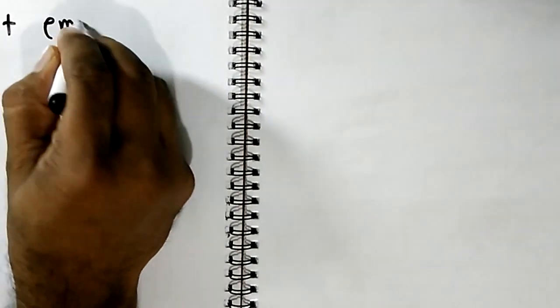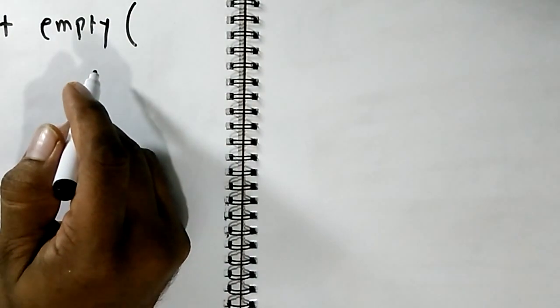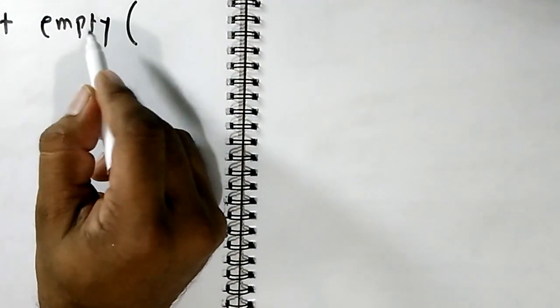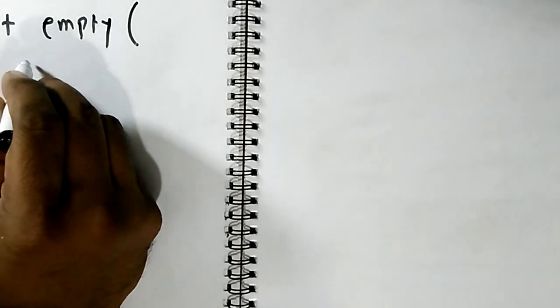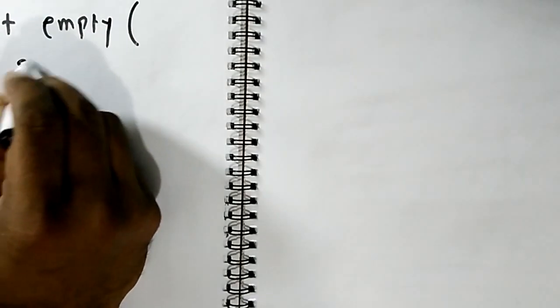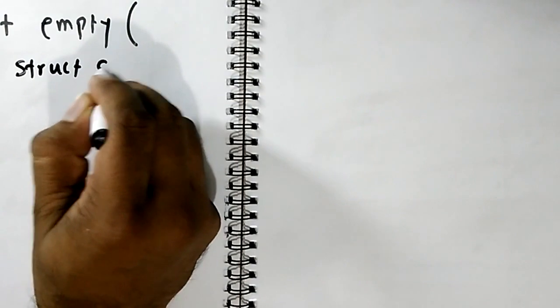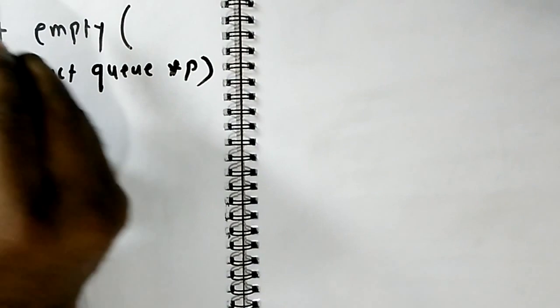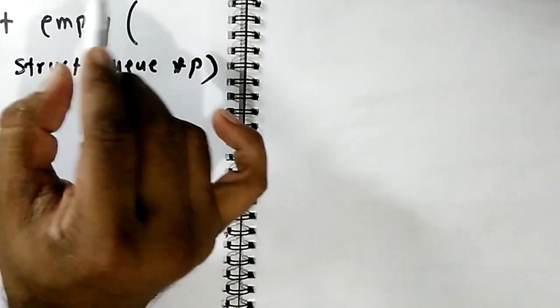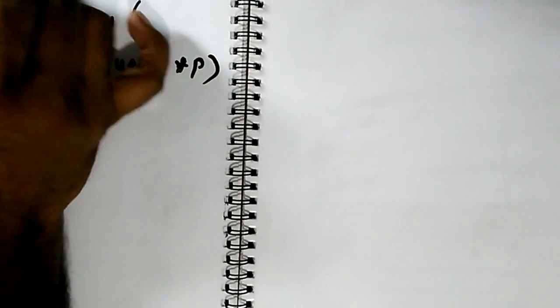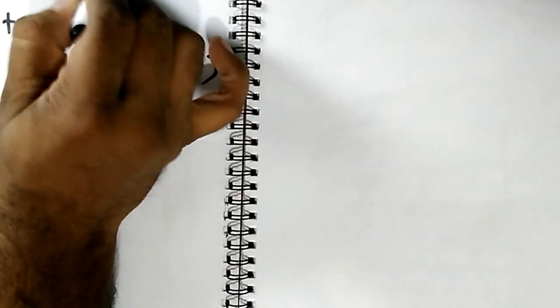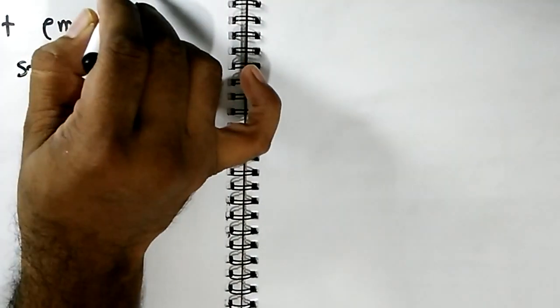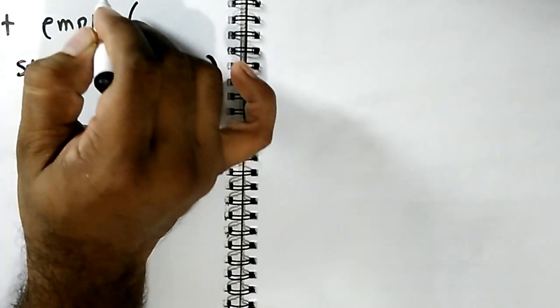So int empty. To this empty function we'll pass the address of the queue, right? So we need a pointer which will point to that queue. The address of the type of the queue is struct queue, so we need a struct queue pointer here, struct queue star p. Right? So let's see how to make a call to this empty function. I'll call it like this, empty ampersand q. Right? So this sort of call I'll make to this empty function.